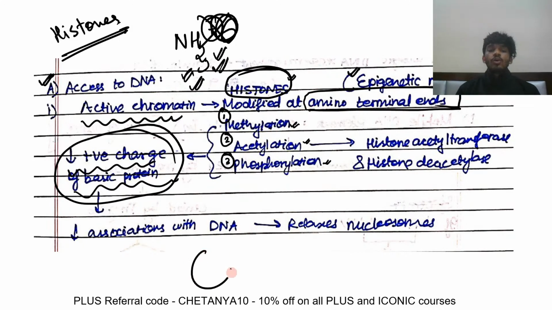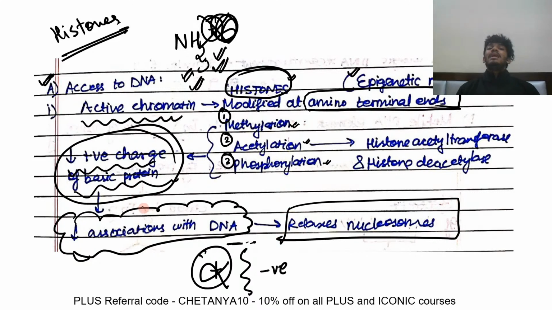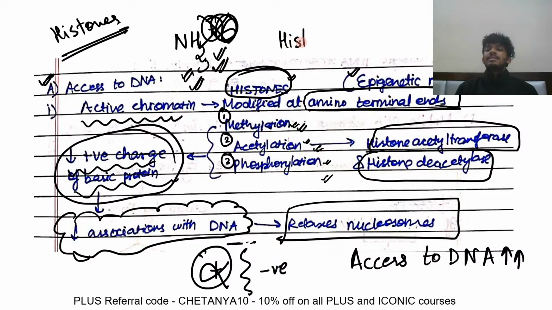Histone has a positive charge and DNA has a negative charge. So when you remove this positive charge, the electrostatic interaction between them becomes weaker. Therefore, there is decreased association of histone with DNA. The histone becomes less tightly bound with the DNA, and that will relax the nucleosomes. When the nucleosomes become relaxed, access to DNA increases, because DNA is less tightly bound with the histones and its availability is much more. That is the basis behind methylation, acetylation, or phosphorylation, and it is done by histone acetyl transferase, HAT.